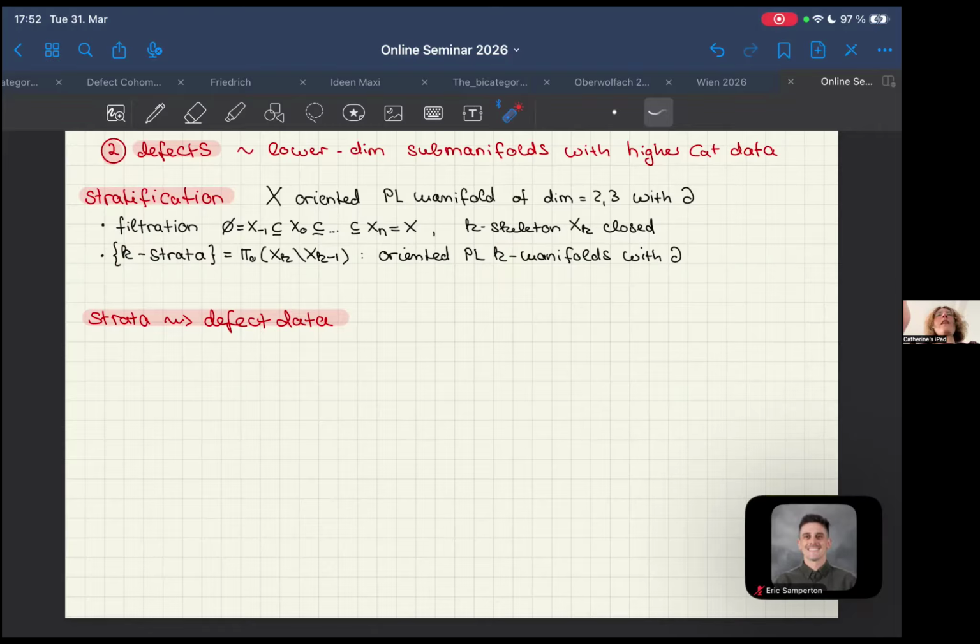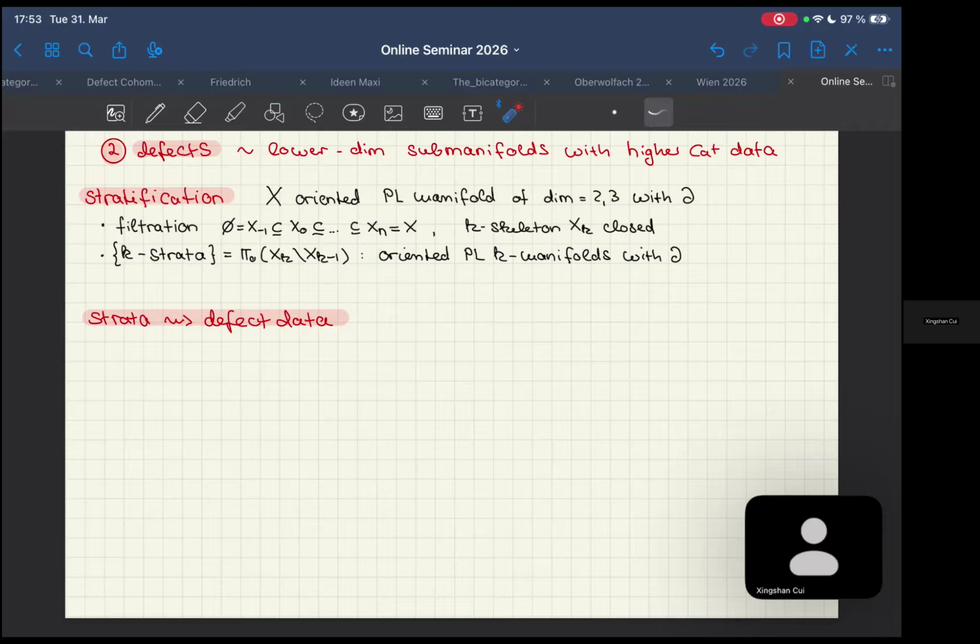Okay, so these are the strata. Question here. Here, you don't require these manifolds, the K strata, to be disks in general. They're just manifolds. So they have to be oriented piecewise linear K manifolds and compact, of course. We don't require them to be disks, but that's of course one possible case.